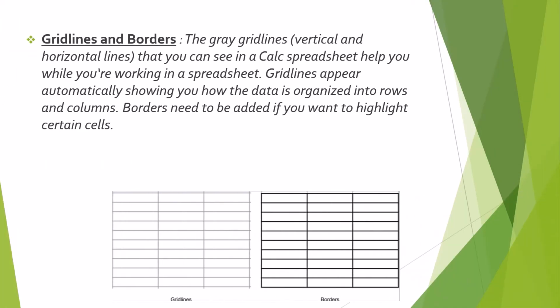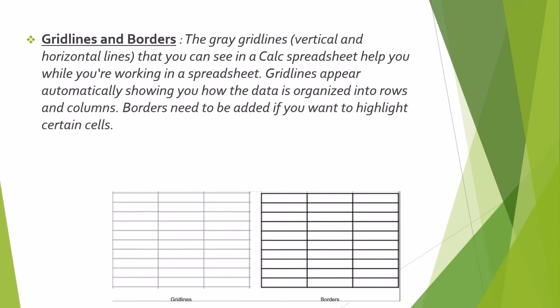Now, lines and borders. These two are different. Grid lines and borders are two different terms and they are used for different purposes. Grid lines are already present in the spreadsheet and they help us to differentiate the data or the cells, meaning the different cells are identified by the grid lines only, and the grid lines help us to organize the data into rows and columns. Whereas why are borders needed?